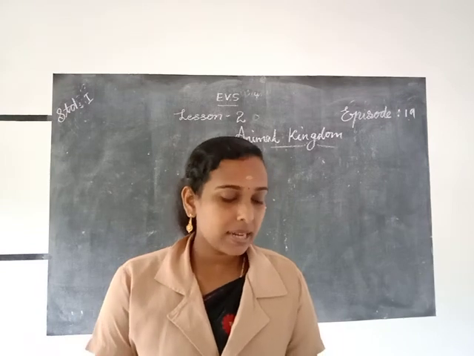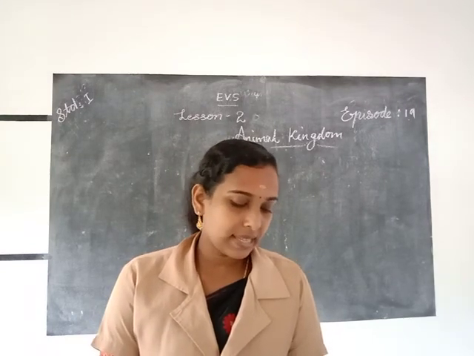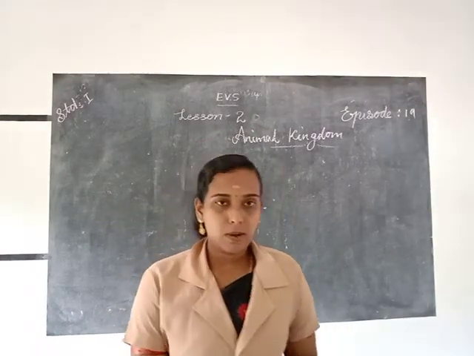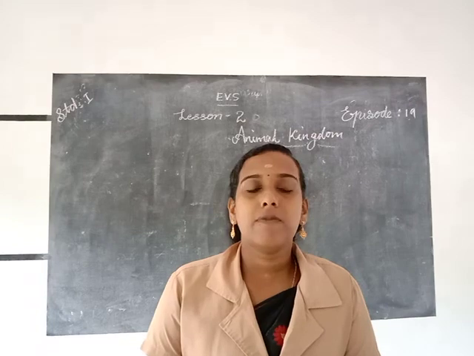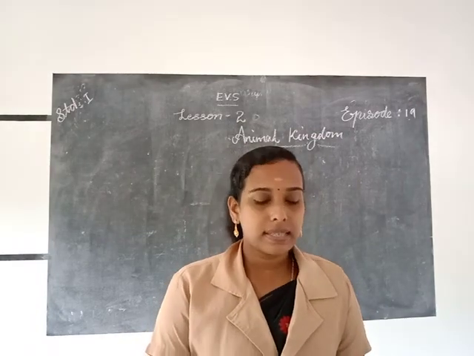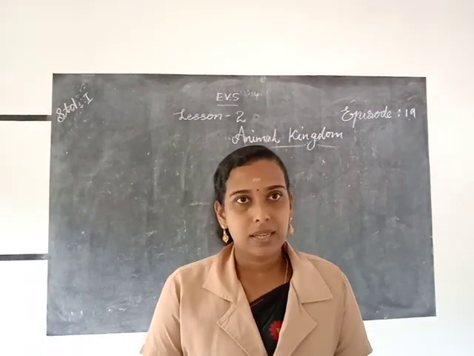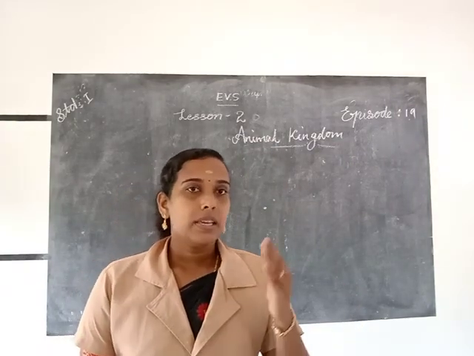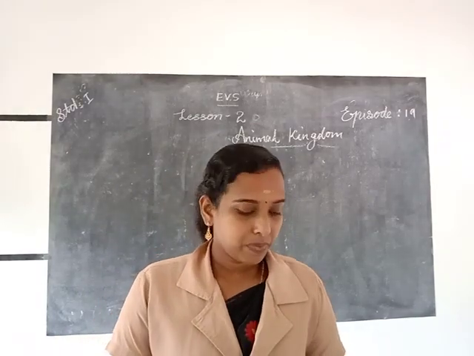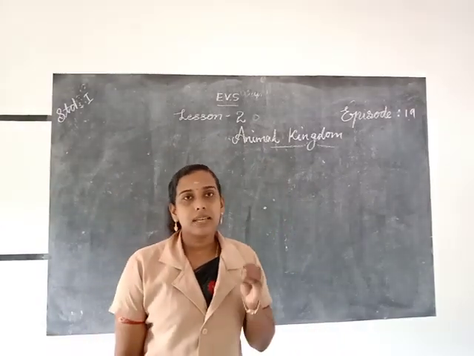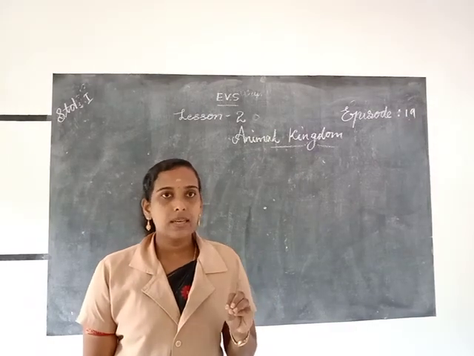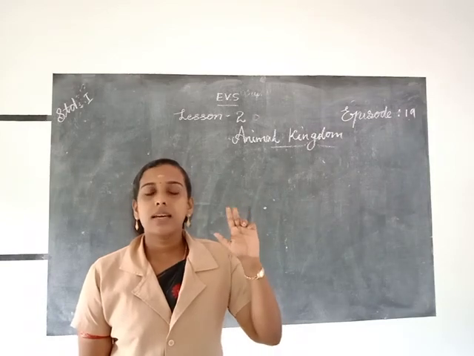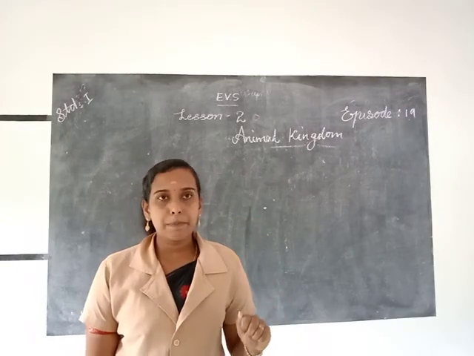In the previous class we discussed our first lesson, Plants Around Us. We discussed types of plants, the things that we get from plants, and parts of a plant. What are the different types of plants? Yes: trees, shrubs, herbs, climbers, creepers. There are five types of plants.